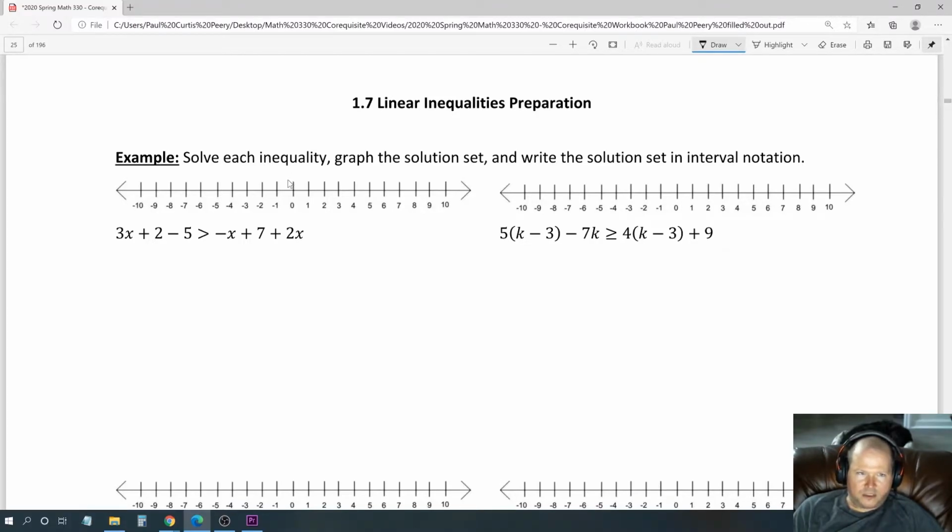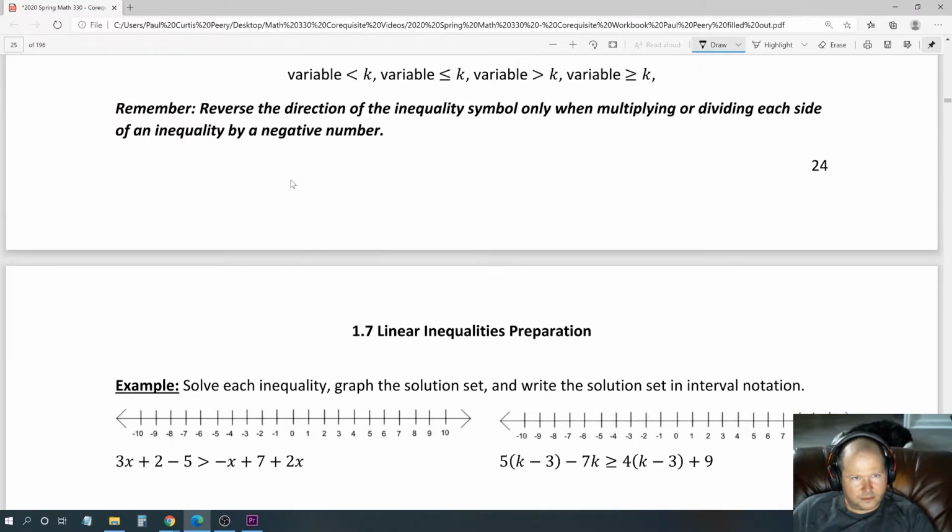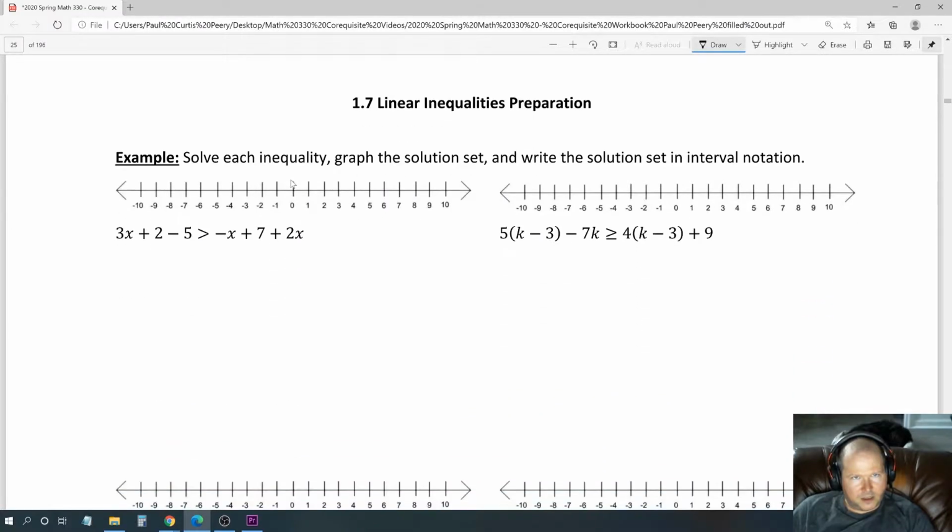1.7 linear inequalities preparation. So we're going to solve some more. These are a little more complicated. We solve them just like linear equations unless you divide or multiply both sides by a negative.